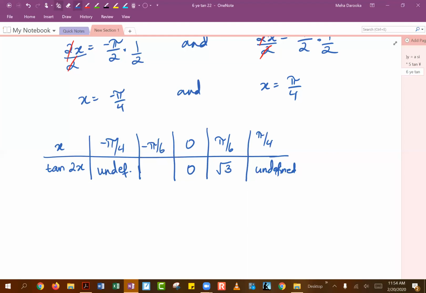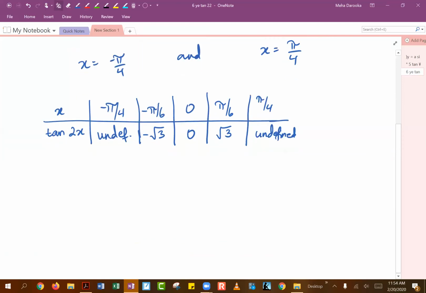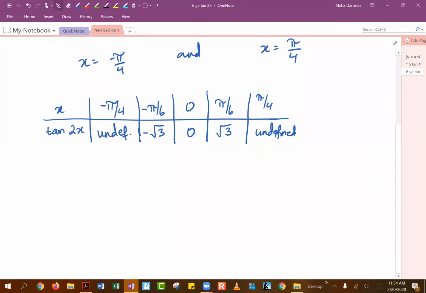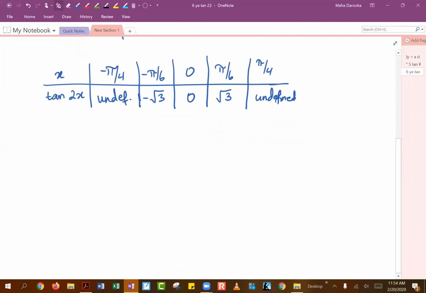And what do you get for the negative? Oh, come on. You don't really need to calculate. This is an odd function. It's going to be negative square root of 3. Use that idea of this being an odd function. Alrighty, so let's see. So at negative pi fourths, positive pi fourths, we have our vertical asymptotes.